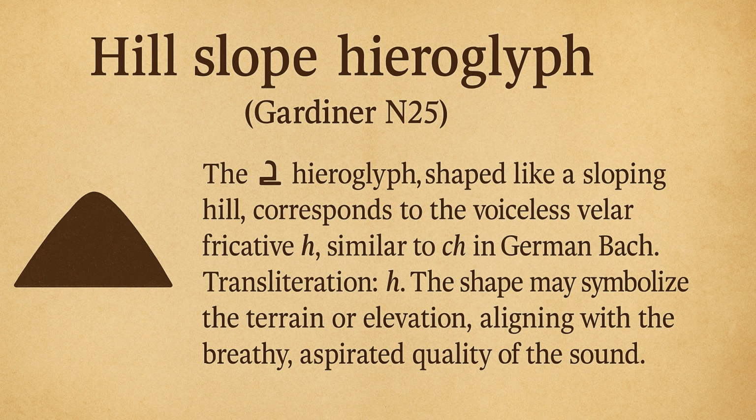8. Hill slope hieroglyph, Gardiner N25. The hieroglyph, shaped like a sloping hill, corresponds to the voiceless velar fricative, similar to the "ch" in German "Bach." Transliteration. The shape may symbolize the terrain or elevation, aligning with the breathy, aspirated quality of the sound.